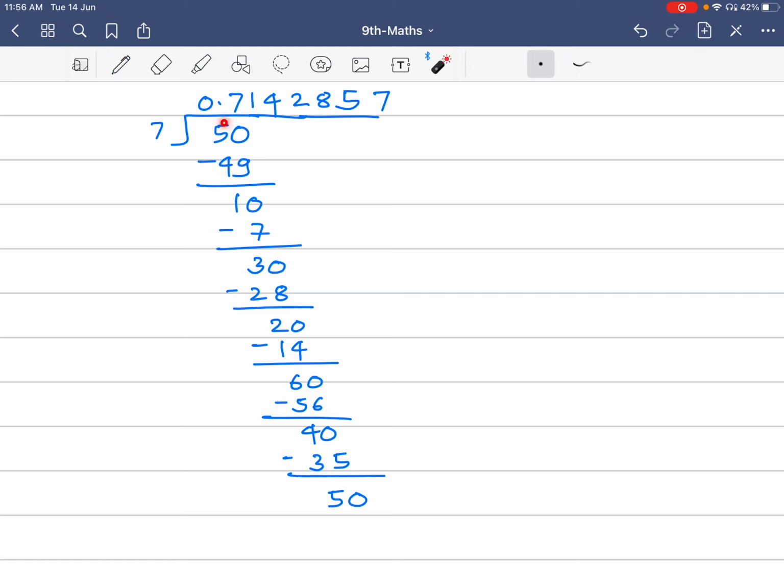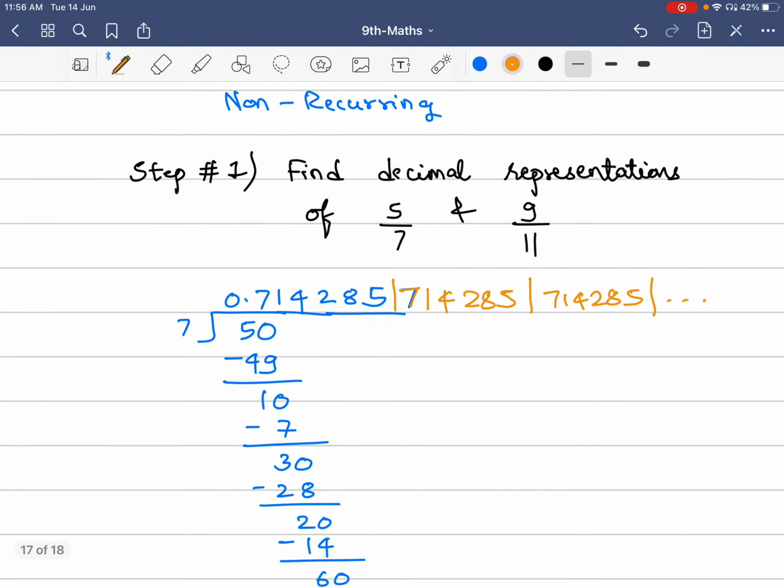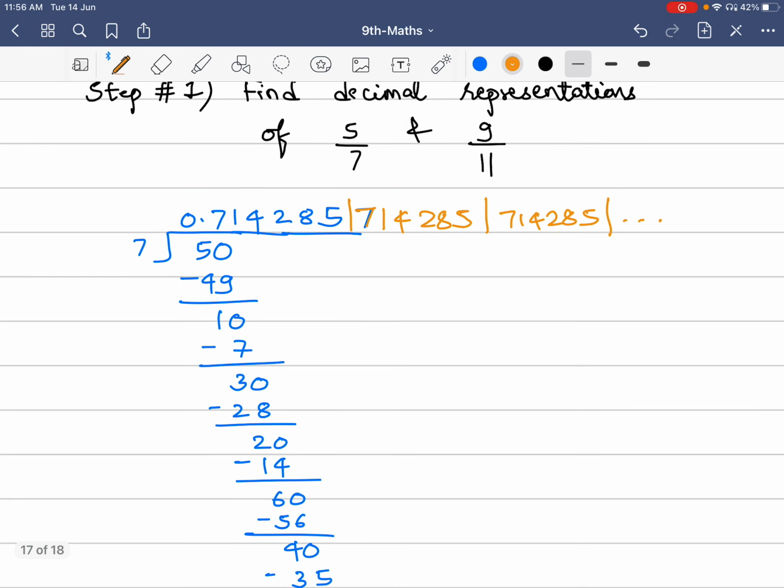So as you can see here, 50 is here, and we have once again got 50. So this whole process is going to repeat. This becomes our end, and from here all the digits are going to just repeat. 7 1 4 2 8 5, and then block 7 1 4 2 8 5, and then repeat. So this is going to go on infinitely. Thus, we have found out the decimal representation of 5 by 7.